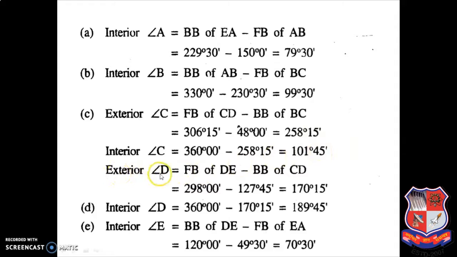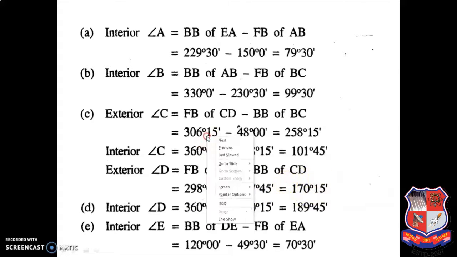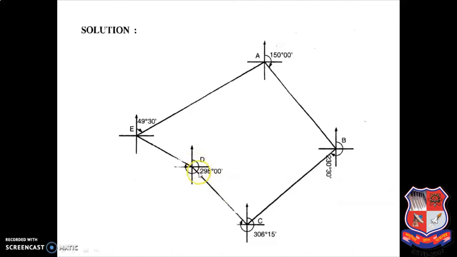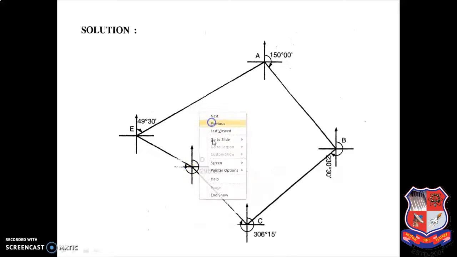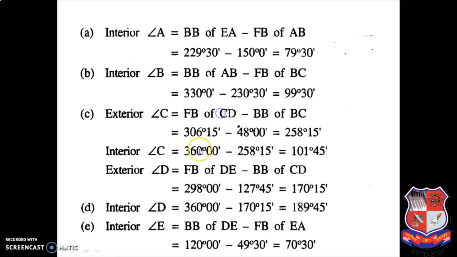Same way you have to calculate angle D. Forebearing of DE minus back bearing of CD: 298 degree minus 127 degree 45 minute. You will get one answer, but again, this will be your exterior one. Just check 298 degree, and the next one is 127 degree 45 minute. So 298 minus 127 degree 45 minute from up to this line, you will get this answer. This angle is outside the traverse, so your angle D is exterior one.